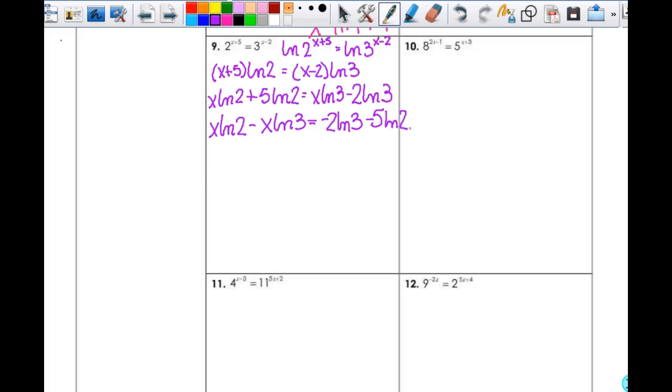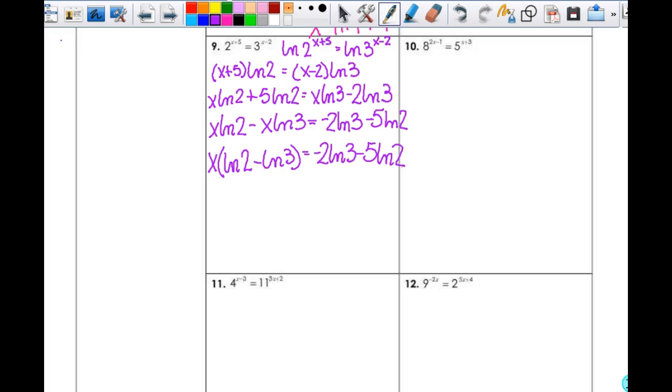So I'm going to factor out an x and be left with in here the natural log of 2 minus natural log of 3 equals negative 2 natural log of 3 minus 5 natural log of 2. Now, none of that's pretty, but it's not difficult. Easy. And think, oh my God, right? This is nothing compared to the things you're going to see. So write it out. Be careful with it. It's not beautiful, but it's not difficult because I'm trying to solve for x.